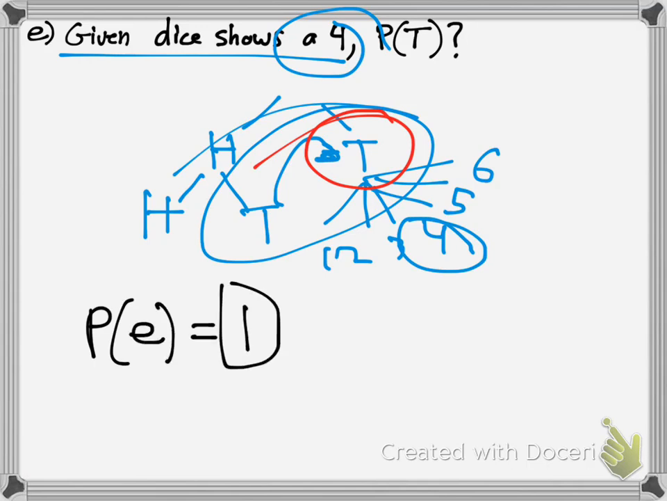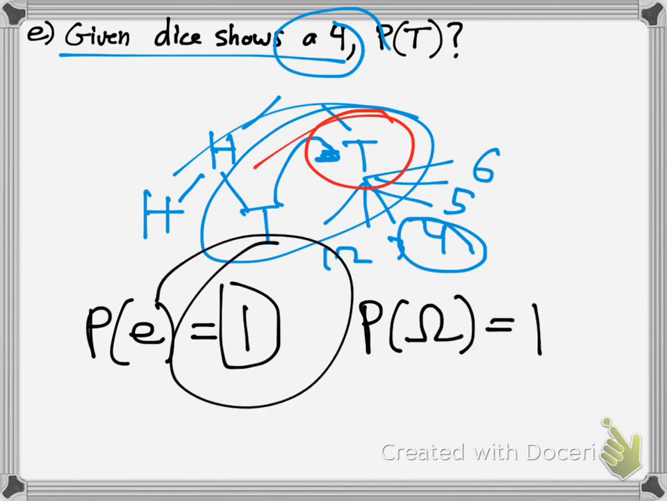It's guaranteed. Another way of thinking about this is the probability of omega, which is also 1. Pretty much 1 just signifies that you're guaranteed this will happen. And that's the example. So, there you go.